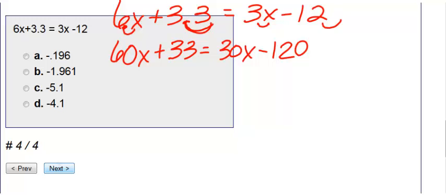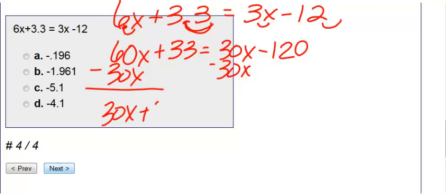Next, I'm going to get my x's together. So I'm going to move my smallest one. So I'm going to move this 30x. It's a positive 30x, so I'm going to subtract 30x on both sides. So I get 60x minus a 30x is a 30x. This side it's gone. I get negative 120.